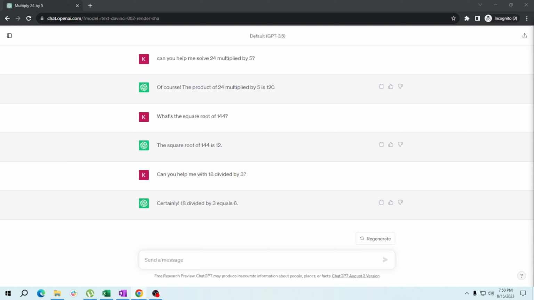You've just unlocked the skill of asking ChatGPT for math calculations and equations, making even the trickiest problems easy to solve.